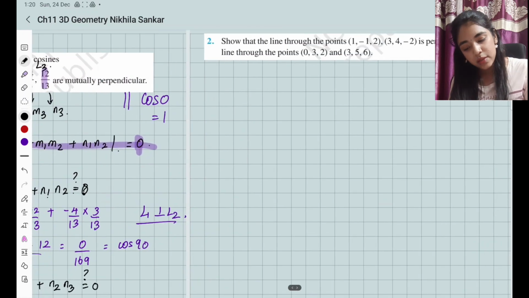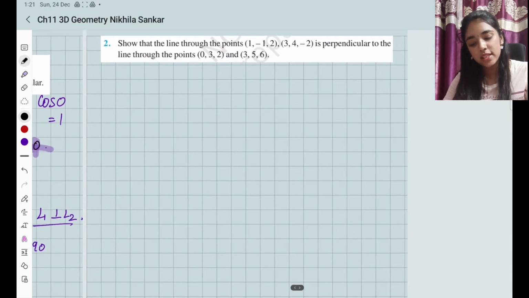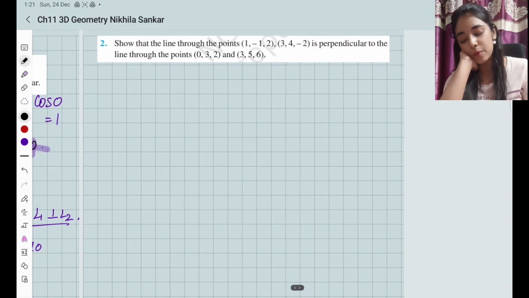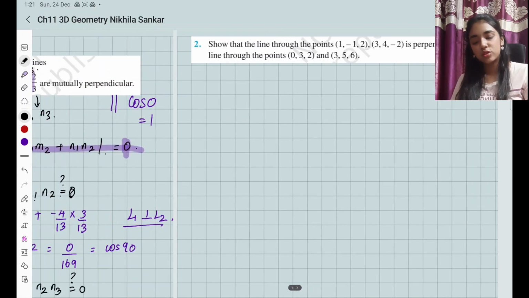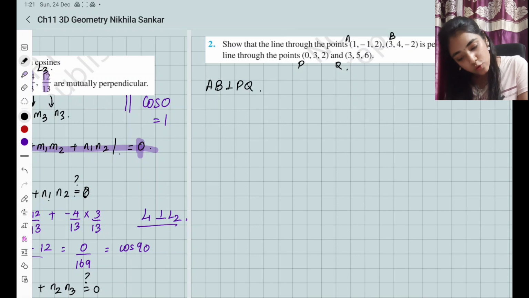Now, question number 2. Show that the line through the points (1, -1, 2) and (3, 4, -2) is perpendicular to the line through the points (0, 3, 2) and (3, 5, 6). Two pairs of points are given. So let this be AB and let this be PQ. They are asking us to prove that AB is perpendicular to PQ.